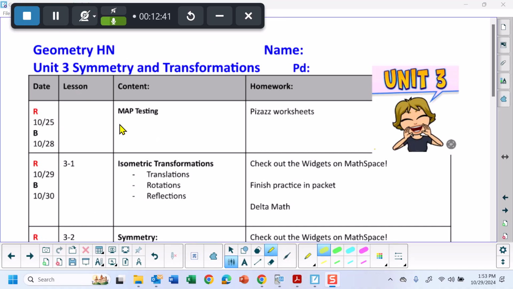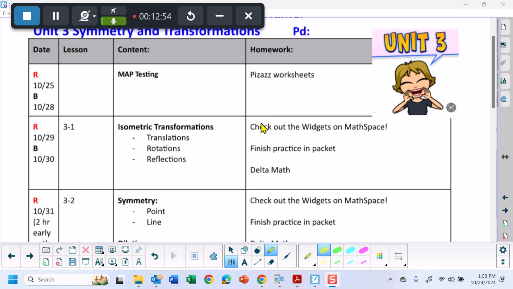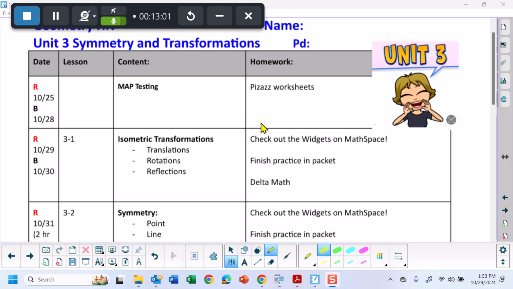So we started off with including map testing just in case you were upset about the passage of time. Wait a minute, what did we do last class? We did that map testing and you had your pizzazz worksheets as review. If you are a friend who did not do any of that work, I suggest you doing it because that's like if you missed soccer practice, you missed out on some important practice that everyone else got.